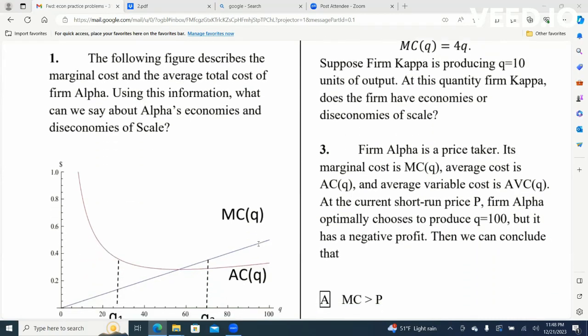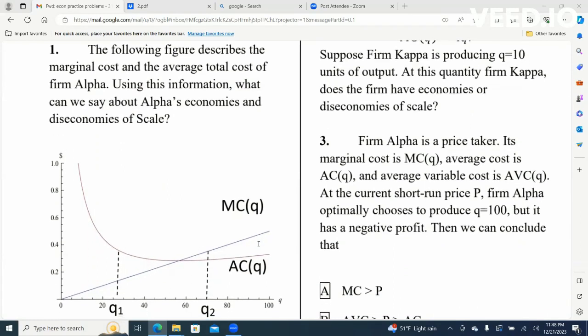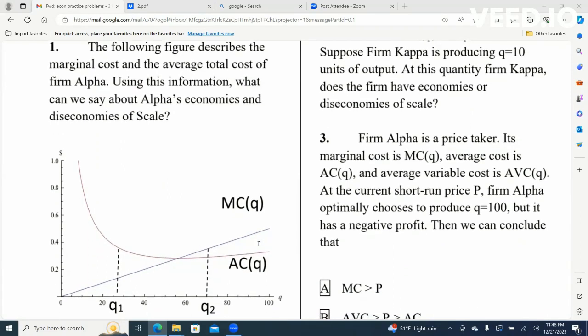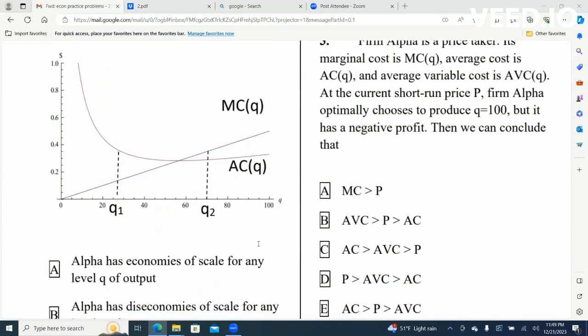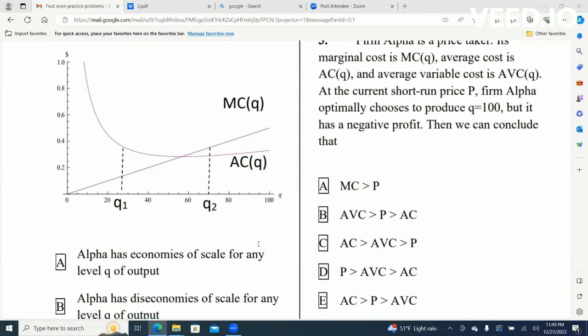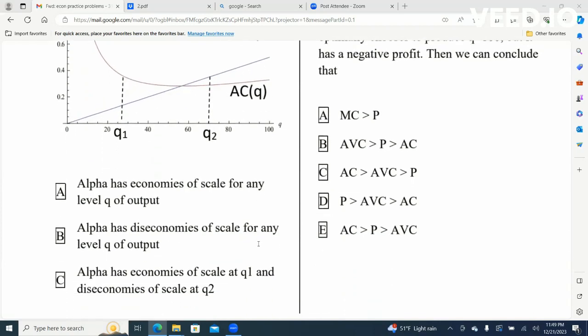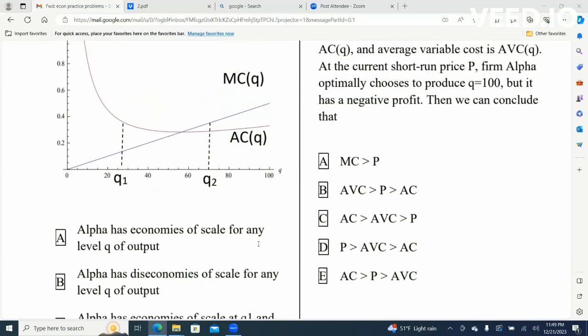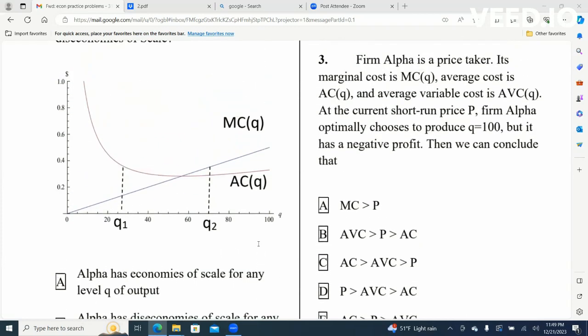So number 1, the following figure describes the marginal cost and the average cost of firm alpha. Using this information, what can we say about alpha's economies and diseconomies of scale? A lot of these things are just a basic review of some of the basic concepts from the chapter. First of all, the answer is C. We will get there in a second, but we just quickly define this.